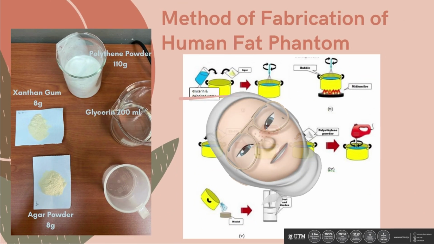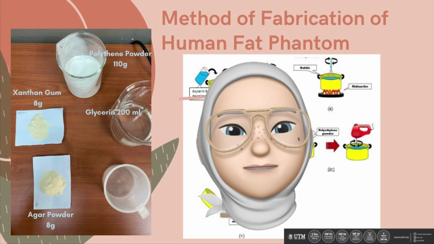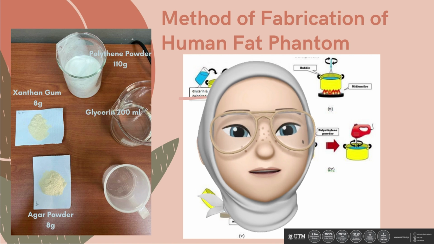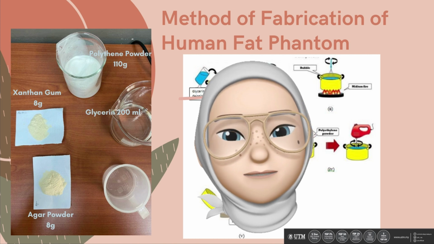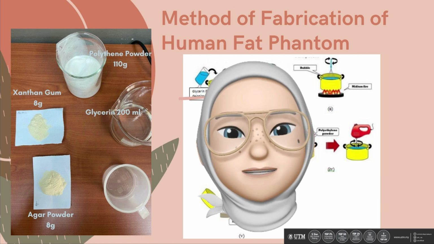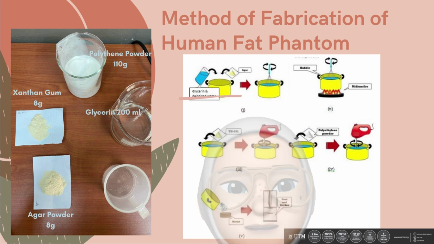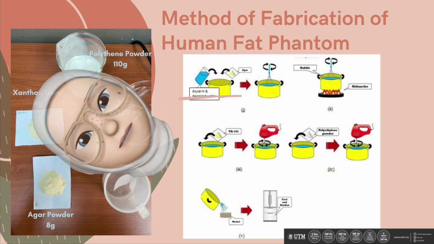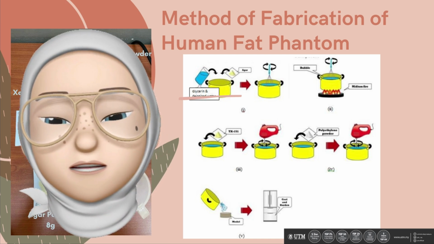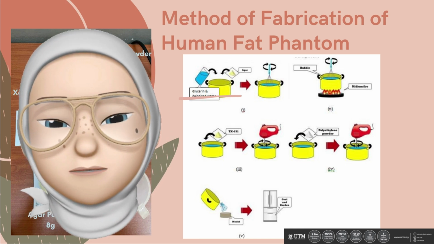Based on the picture on the left side, there are types of material and their amount. The first one is polyethylene powder, 110 gram, xanthan gum, 8 gram, agar powder, 8 gram, and glycerin, 200 ml. The first step is weighing the chemical material according to the recipe. And step 2 is put in agar and glycerin and dissolve it.